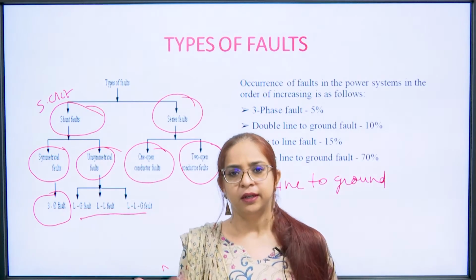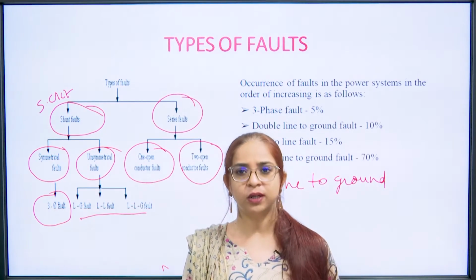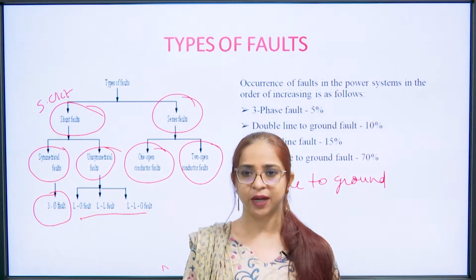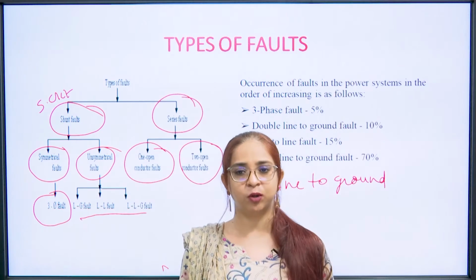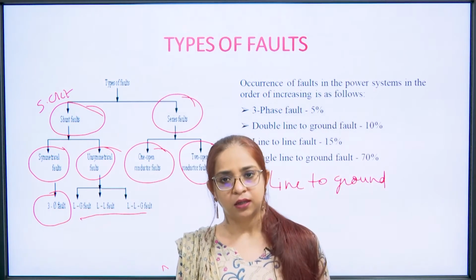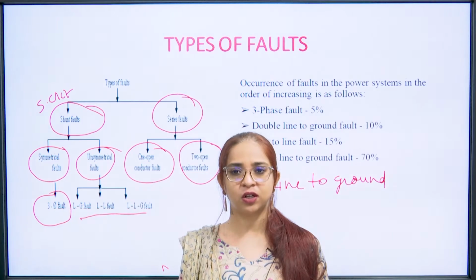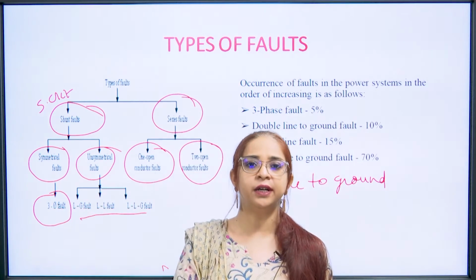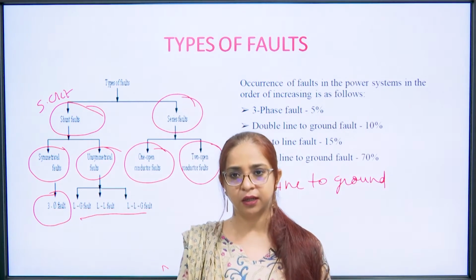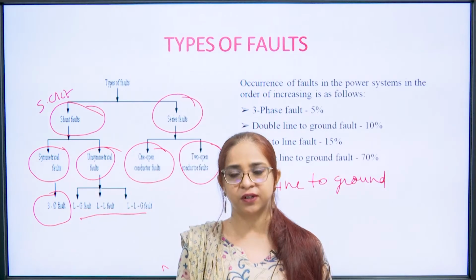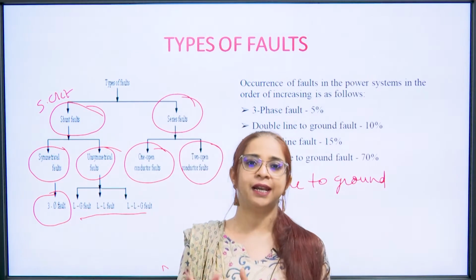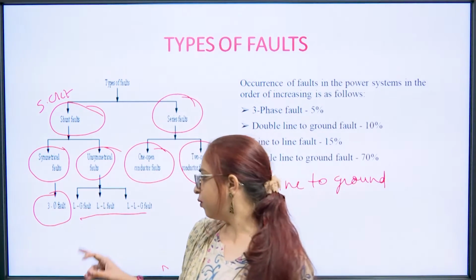Next, what can happen? This will lead to unsymmetrical conditions. Why? There is one phase which is behaving abnormally, rest two are not behaving in abnormal conditions. Only one phase has got short circuited, so it will lead to some unsymmetry in the alignment of 120, 120 phase difference between all the three phases, and hence it will lead to unsymmetrical fault.